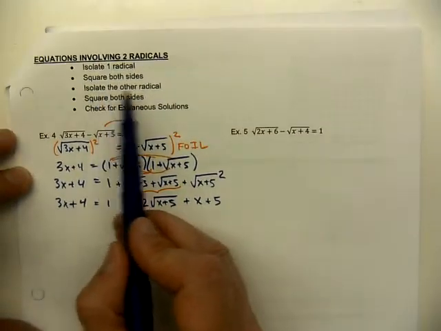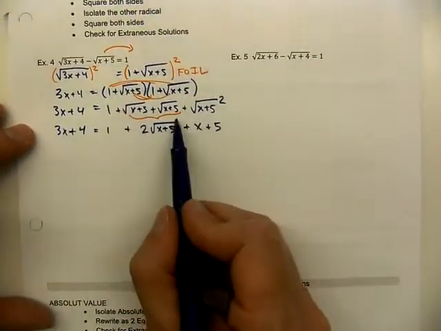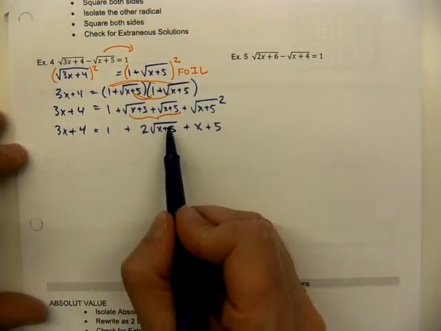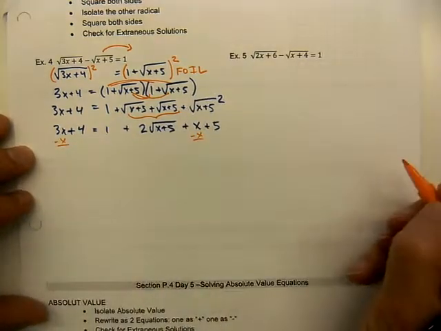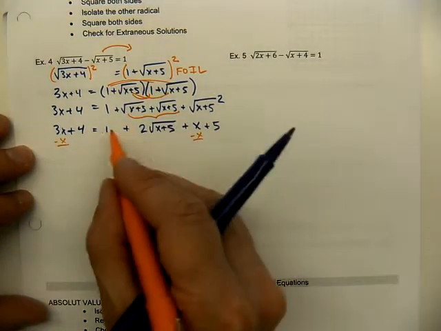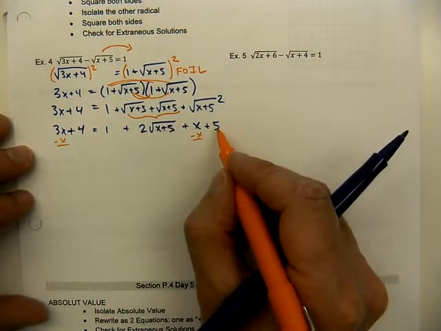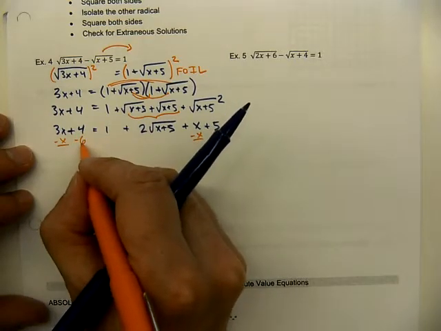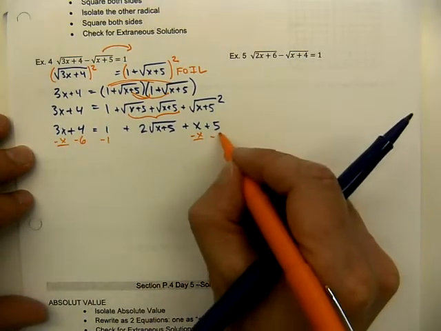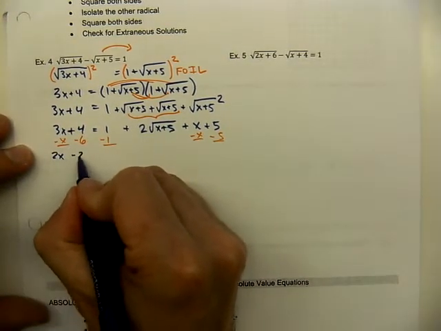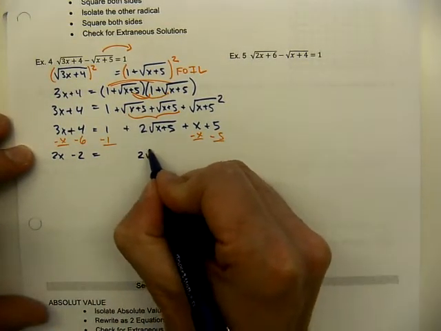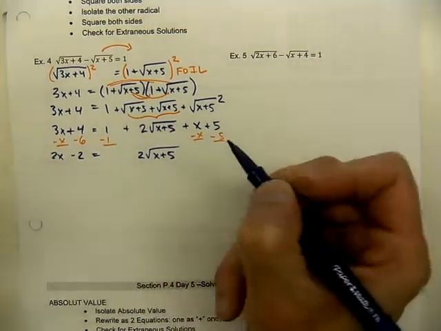Now, we want to isolate the other radical. You can see there's still one radical here, so we need to get that by itself. So let's push all the terms to the left-hand side. I'm subtracting x from both sides. Here we have a 1 plus a 5, which is a 6, so we're technically subtracting 6 from both sides. So we end up with 2x minus 2 equals 2 root x plus 5.